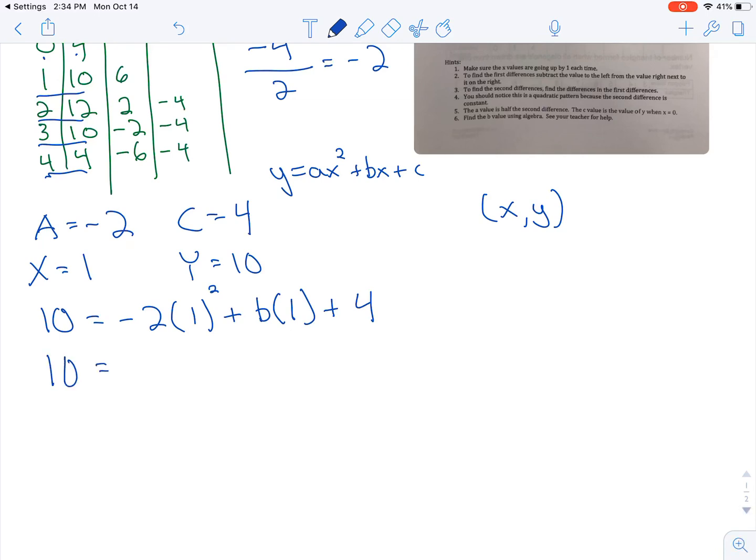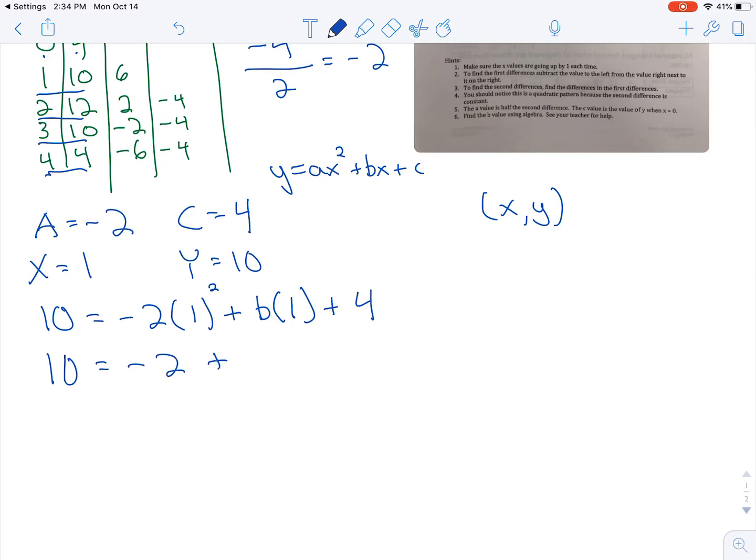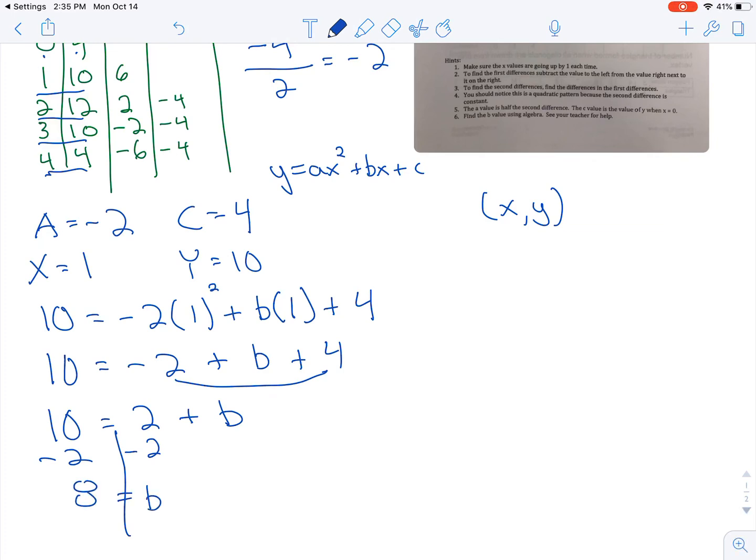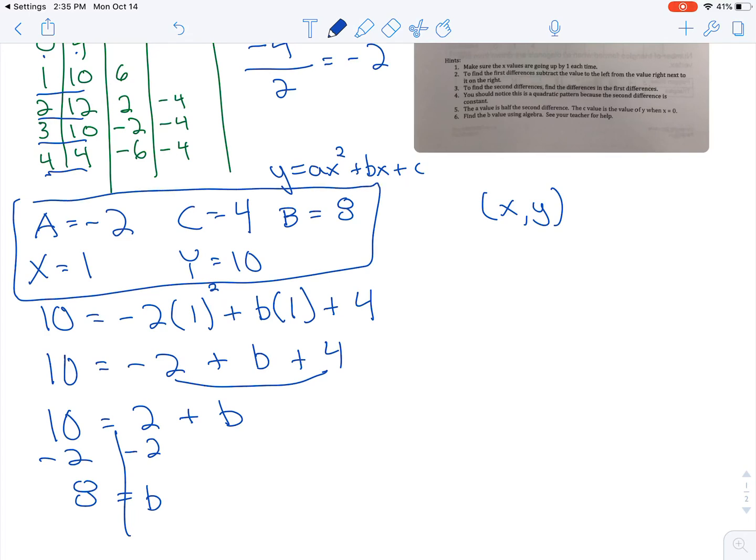So I'm going to have 10 is equal to 1 squared is 1, and 1 times negative 2 is negative 2, plus b times 1 is b, plus 4. Then 10 is equal to, now I got to go 4 minus 2, and I get 2 plus b. And now it's an easy, simple one-step equation where I take away 2 from each side, and I figure out that b is equal to 8. So b is equal to 8. As you can see, out of all the letters we have, b is the toughest one to solve for, okay?